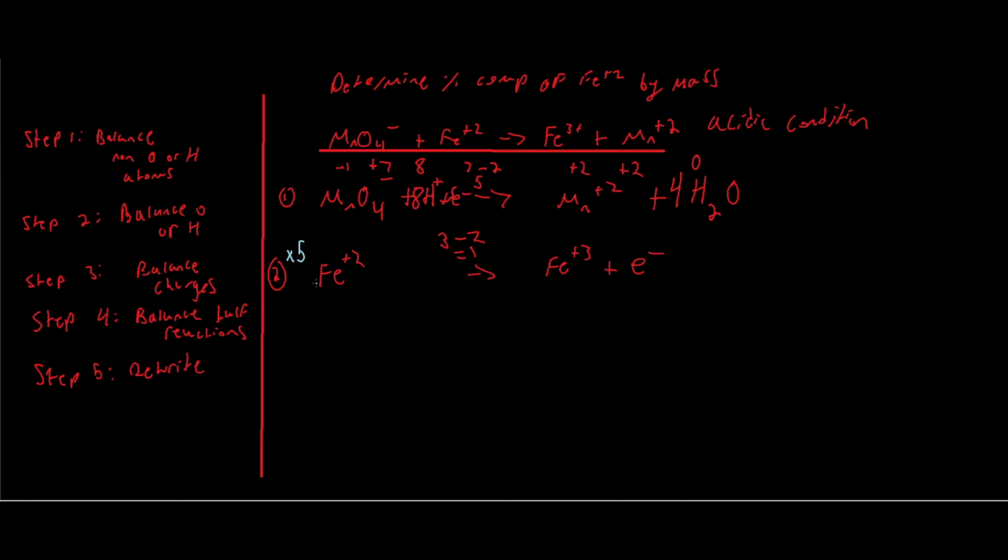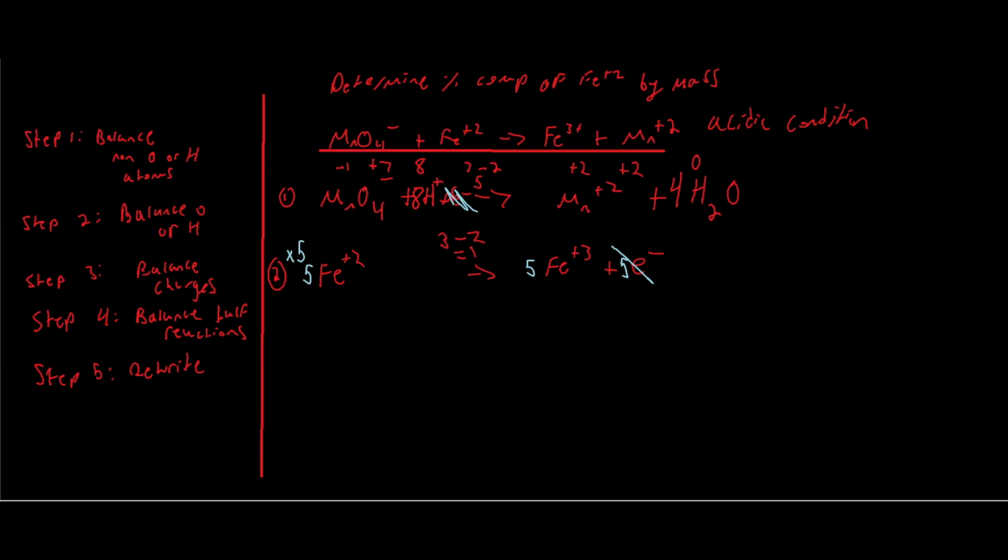So we can add coefficients of 5 in front of all of our atoms or substances in this second half reaction in order to make it equal to our first half reaction. Now we see that this is a little hard to see, but there are 5 electrons here. And now that there are 5 electrons here, these can cancel out. So we don't need to factor these in when we go to rewrite. So now that this is finished, we need to rewrite our half reactions.